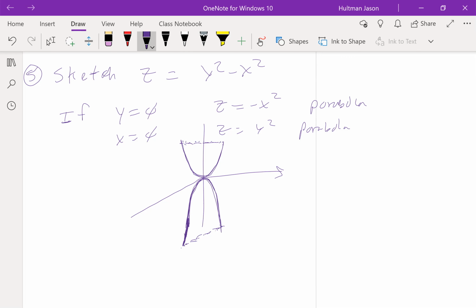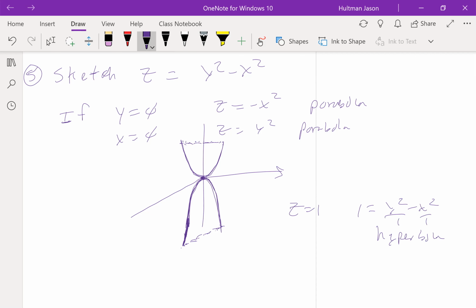Okay. Now, when x and y are 0, what's z? Well, z is 0 too, right? When x and y are both 0, then z is 0. That is not going to really help us much. When z is 0, x and y are 0. Nothing there. So we're going to do a trace of z equals 1. When z equals 1, we get 1 is equal to y squared minus x squared. And that's a hyperbola.